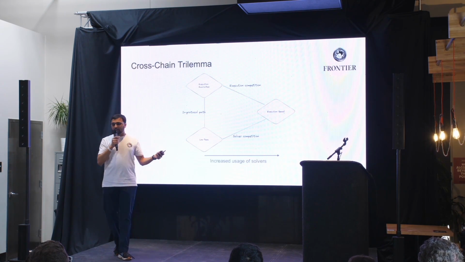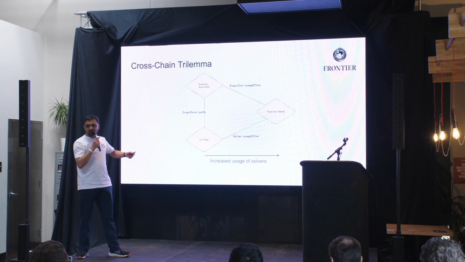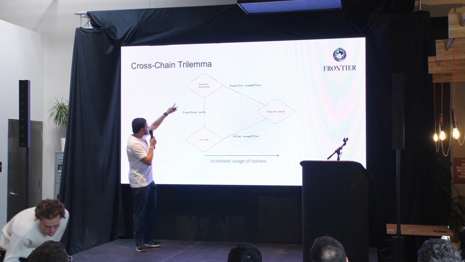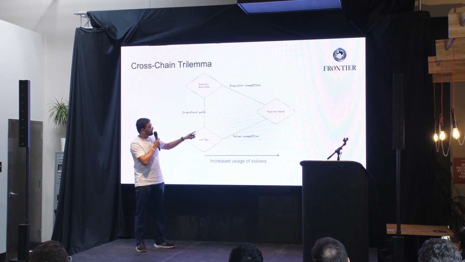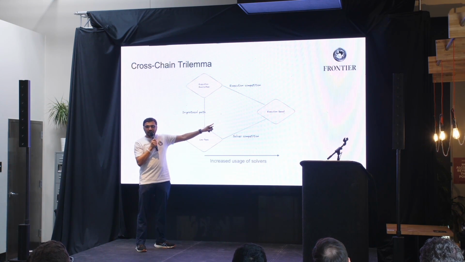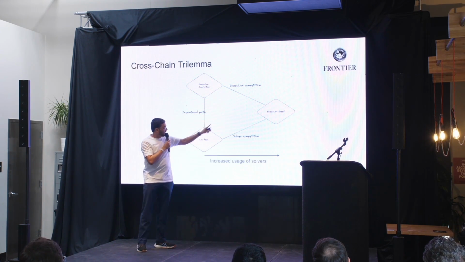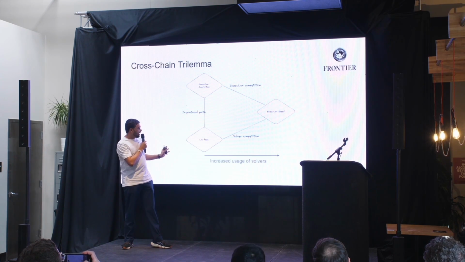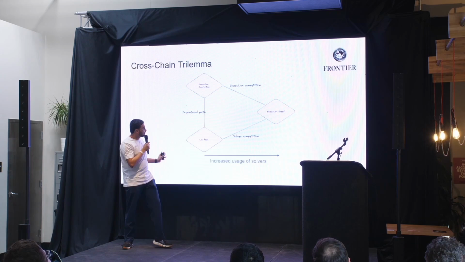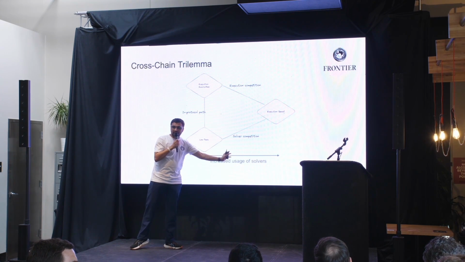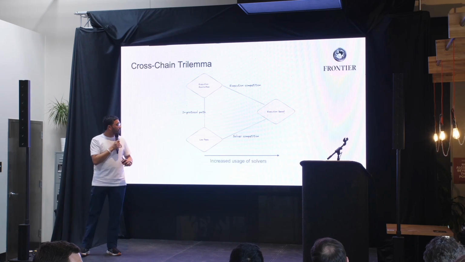So that's what brings us to basically the cross-chain trilemma. There's this trilemma between these 3 things: execution guarantee, low fees, and execution speed. Depending on what you try to optimize for, you would fall into one of these 3 categories. And depending on how comfortable you are with your users, you would go more into this direction of this trilemma, basically.